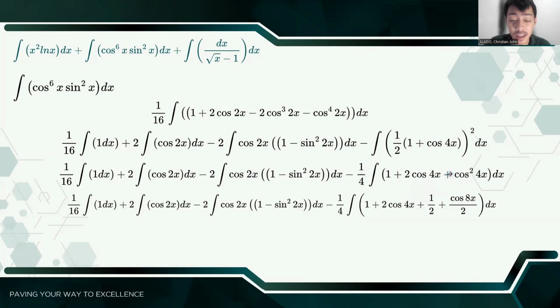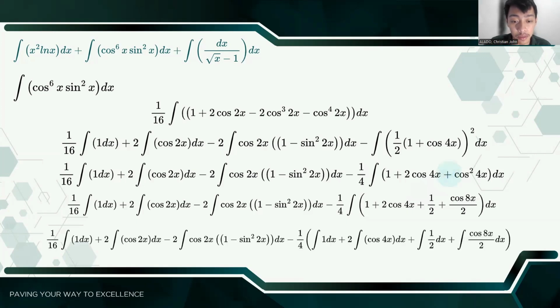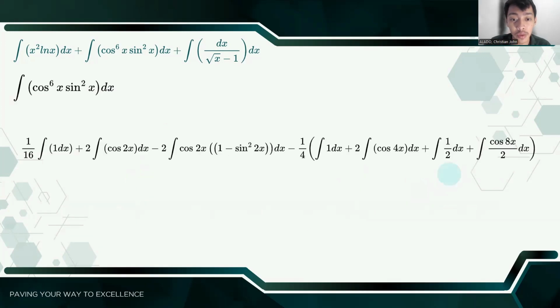Now, as we can see, everything is now simplified. And with that, we can now apply linearity once again, and after that, we can apply our basic integration formulas to each of our terms. For 1 dx, we know that's x, and for plus 2 integral of cos 2x dx, we know that that is just sine 2x.